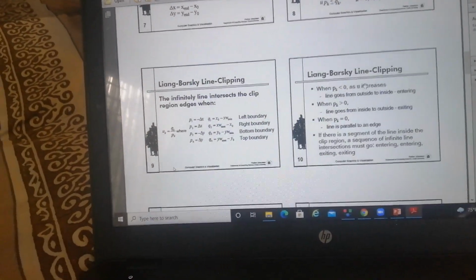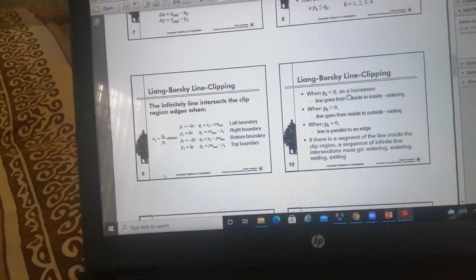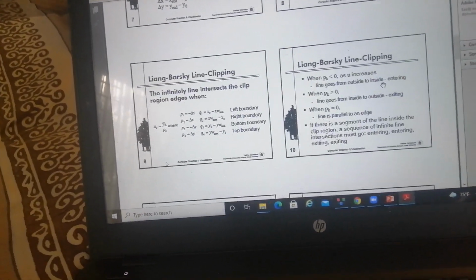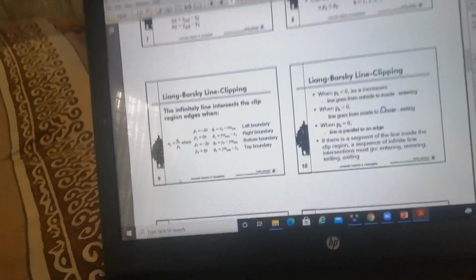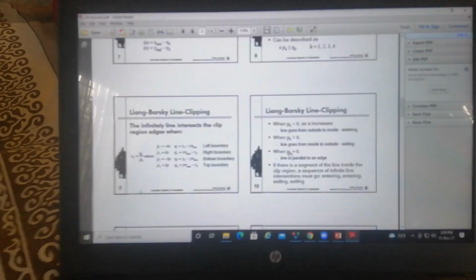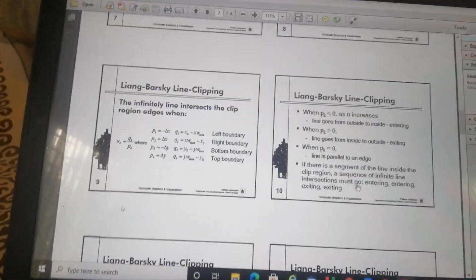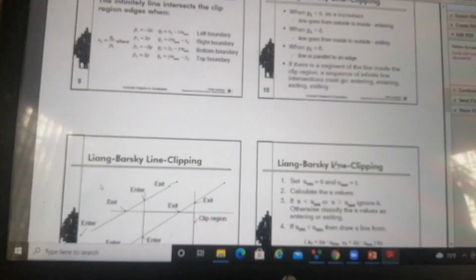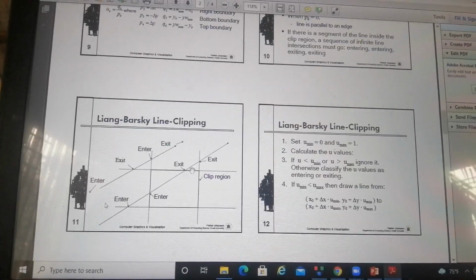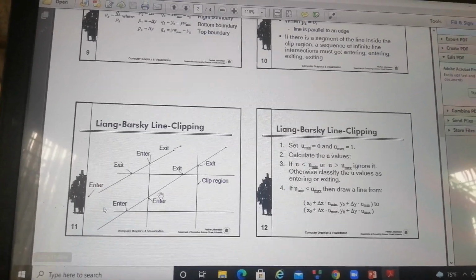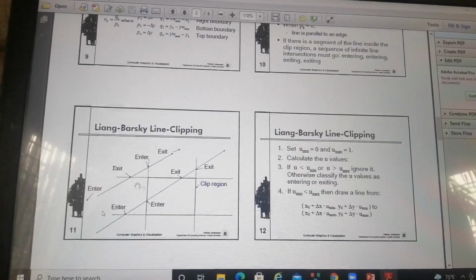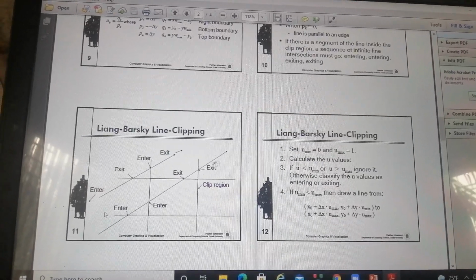So what Liang-Barsky says: when pk is less than 0, as u increases, the line goes from outside to inside. That means entering. When pk is greater than 0, that is exiting. And when pk is equal to 0, the line is parallel to the edge, which means the line does not intersect the clipping boundary. If there is a segment of the line inside the clip region, a sequence of intersections must go entering, exiting, entering, like that. You can see a sequence. This is entering, exiting. But this is a pictorial view.